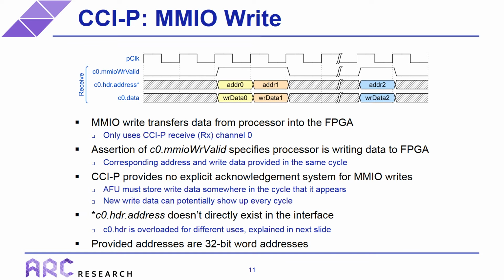One thing to be aware of is that I have made some simplifications in this timing diagram. The core cache interface does not actually have a signal in channel 0 that is called HDR.address.